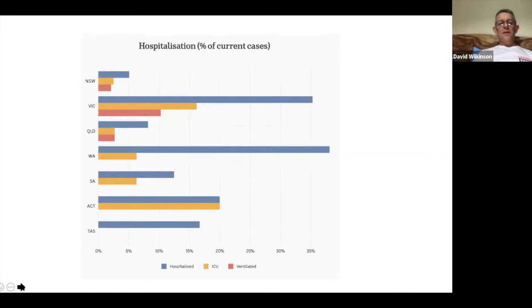I think it's very noticeable that if you look at this blue line here for Victoria, 35% of all cases hospitalized. For Western Australia, almost 40%. New South Wales, on the other hand, only 5% hospitalized. And then interestingly, the proportion of cases that are in ICU and the proportion ventilated, quite interesting differences. And it'll be interesting to see why that might be as more data comes out.